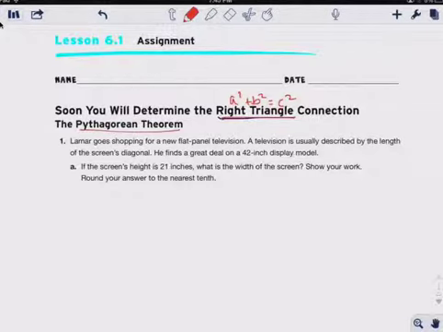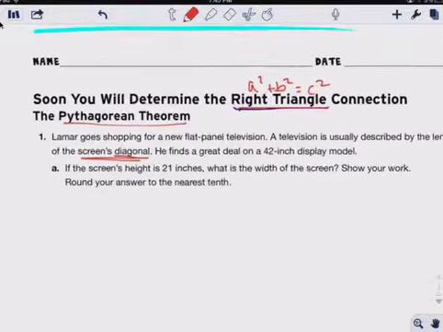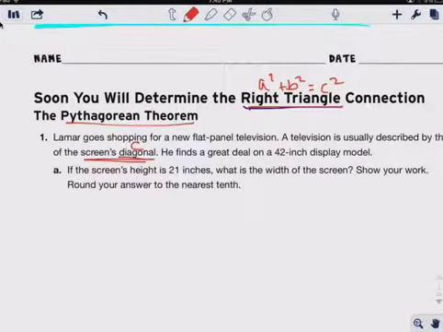Lamar's going shopping for a new flat panel television. A television is usually described by the length of the screen's diagonal. So we're using the screen's diagonal. So that's C. Any diagonal is always C in a right triangle. So if you're talking about right triangle, diagonal is always C. So those are key words for Pythagorean theorem.